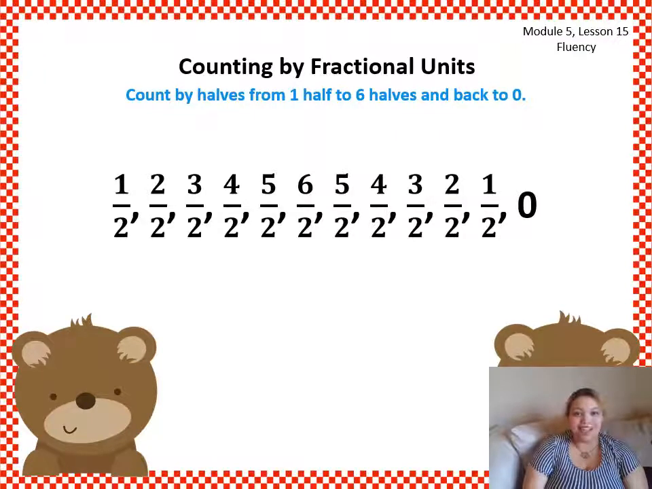Now we are going to do the same thing by counting by halves. Remember, anytime we see something that's over 2, it means that we're counting by halves. Ready? 1/2, 2 halves, 3 halves, 4 halves, 5 halves, 6 halves, stop. So 6 halves would be 3 wholes. Now we're going to reverse. 5 halves, 4 halves, 3 halves, 2 halves, 1/2, 0.